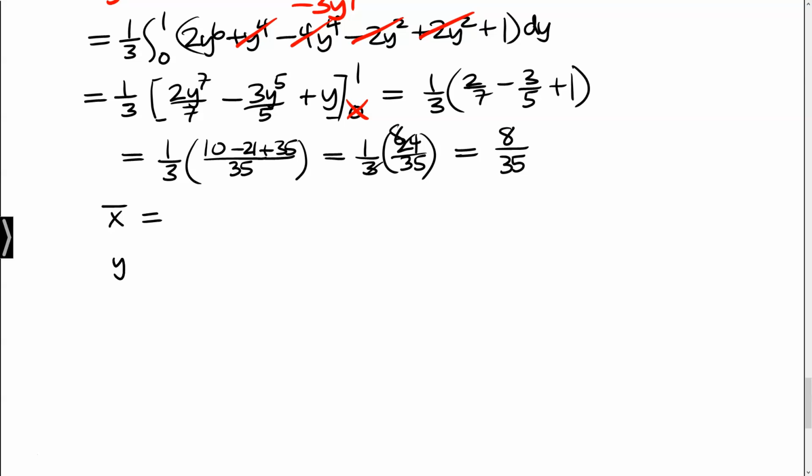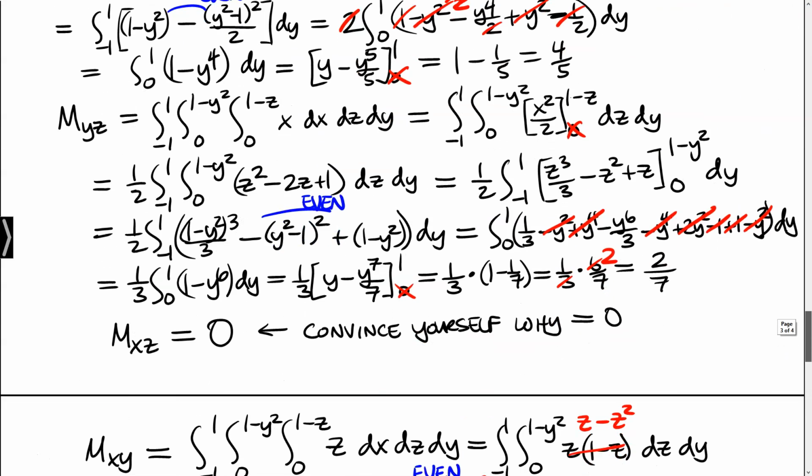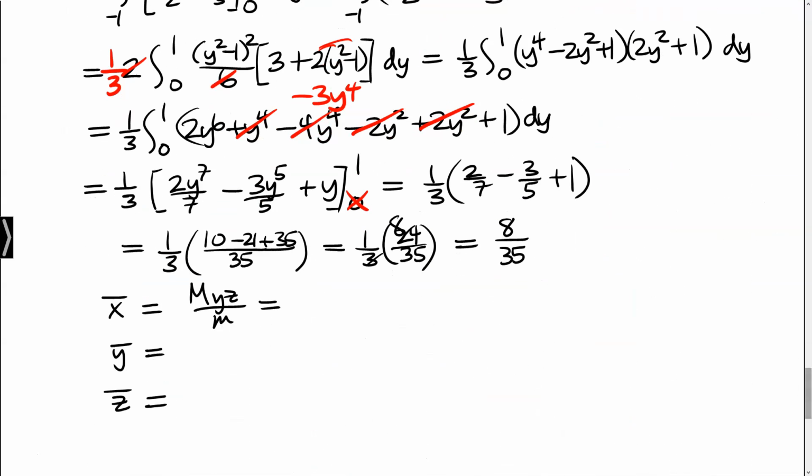So x bar, this is m sub yz over little m. And this is, what was that first moment we got? 2/7. Yeah, okay, 2/7. And I believe the mass that we got was 4/5, which means we need to multiply by 5/4. We're dividing by 4/5. So that's going to give us, after some canceling here, 5/14.